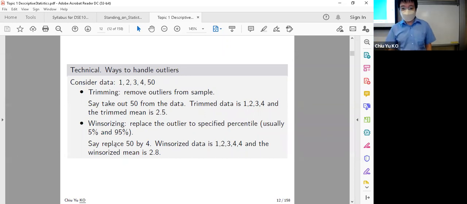And the other is called winsorizing. Okay. Winsorizing means that you are just replacing the largest numbers by a less extreme number. In that case, instead of 50, you replace it by 4. Replacing the largest number. Is that clear? Of course, for these two, if you have software, you can just click one button and it's done. Okay? I'm just telling you what are the ways you can do it.